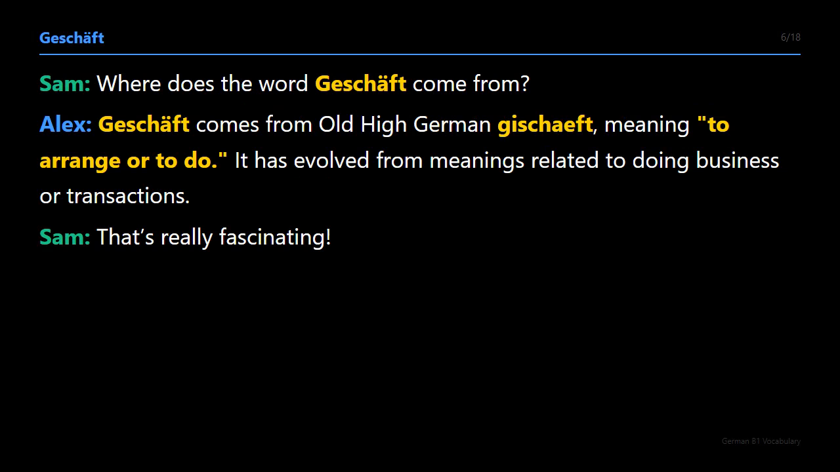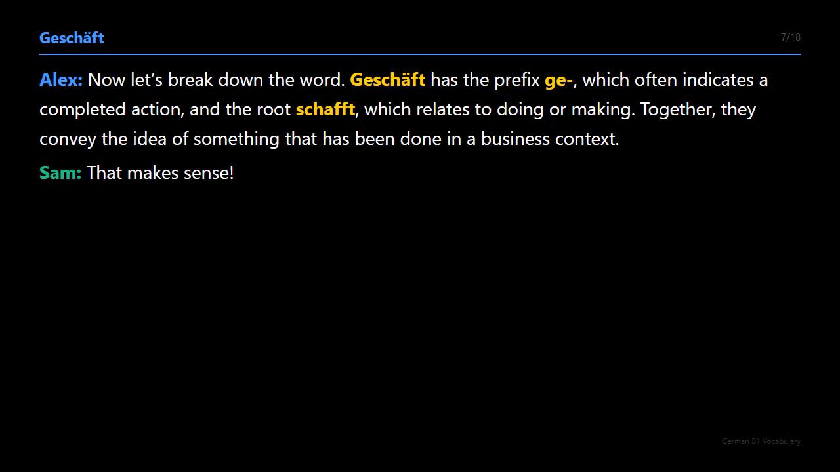That's really fascinating. Now let's break down the word. Geschäft has the prefix "ge-", which often indicates a completed action, and the root "schaft", which relates to doing or making. Together, they convey the idea of something that has been done in a business context. That makes sense.